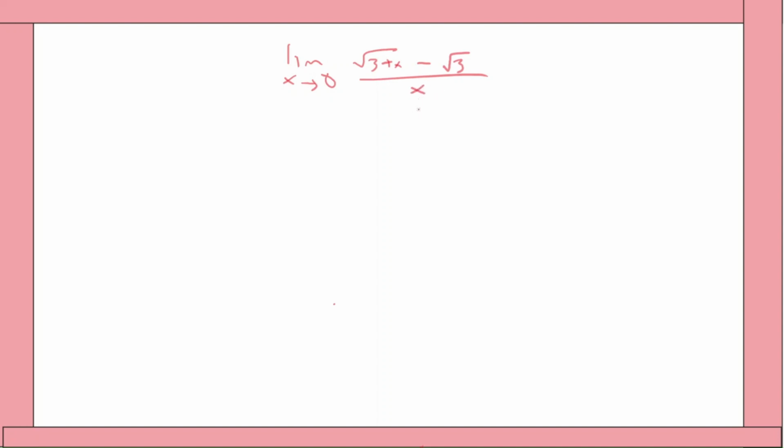Obviously we cannot plug in 0, because that would give us an undefined value, but we can take the conjugate of it. Remember, the conjugate is just a fancy word for whatever the root expression is. We're going to take the opposite of it.